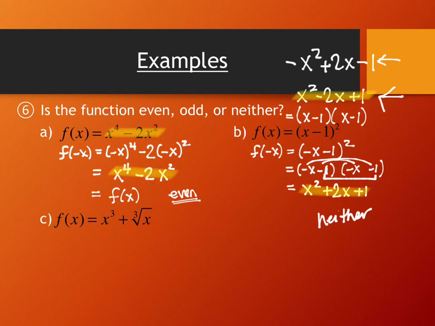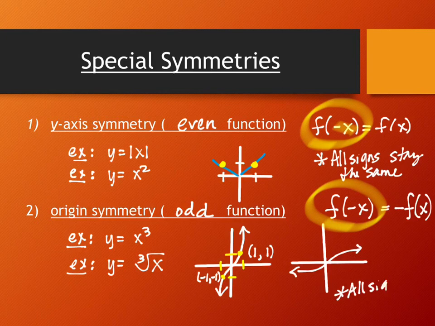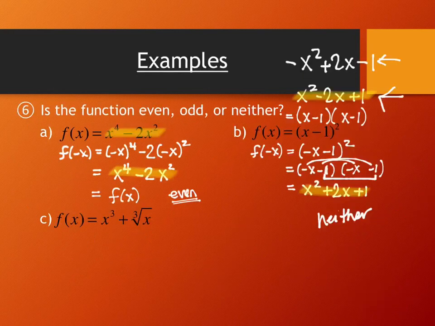Okay? Even keeps all the signs the same, odd changes all the signs. That's really what matters. If you want to write that down as a note here too, this one's telling you all signs stay the same. And in this one, all signs changed. So it was positive, now it's negative, now it's positive. So that's an example of a neither equation. Let's look at the last one.